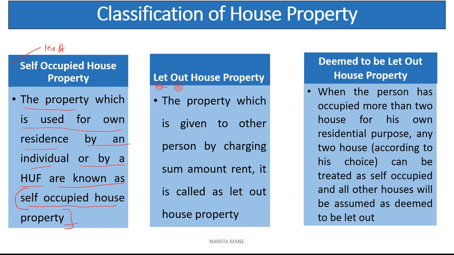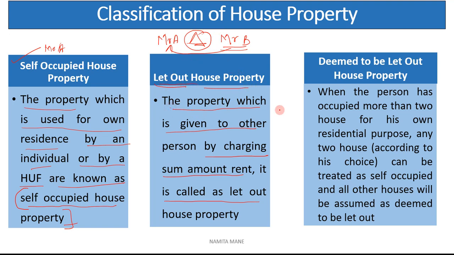Now next is let out house property. The property which is given to another person by charging some amount of rent is called let out house property. Now suppose Mr. A has given his house to Mr. B. Whatever Mr. B is going to pay to Mr. A, so this house will be termed as let out house property.